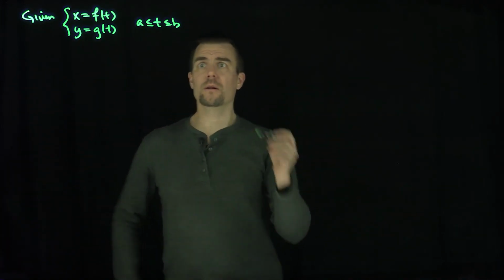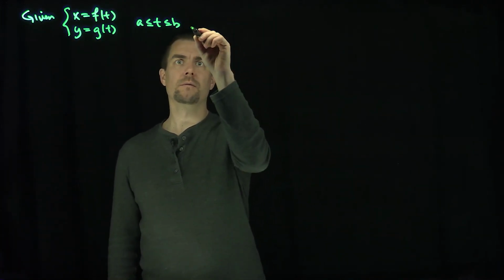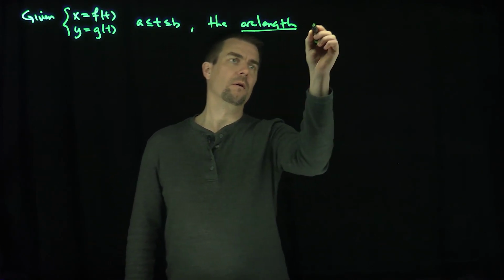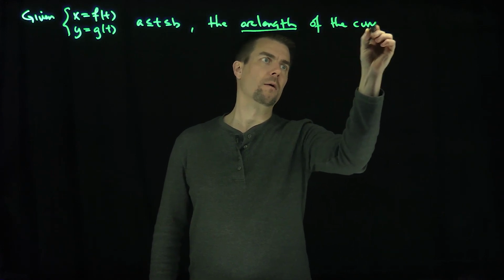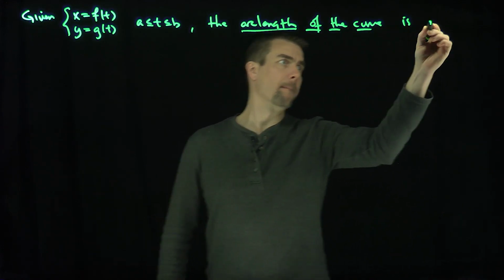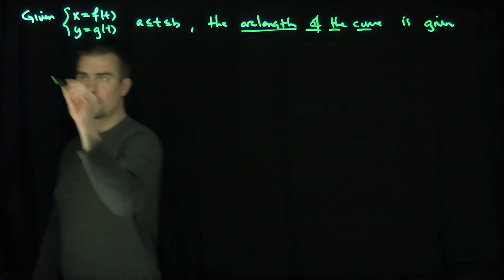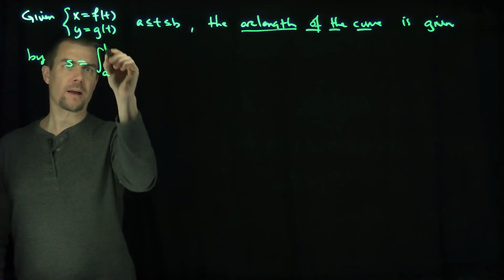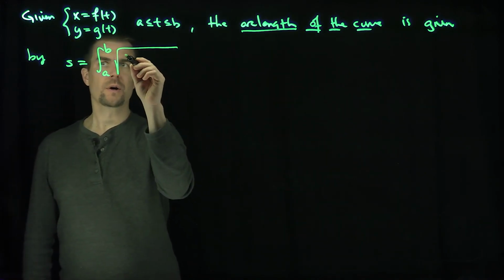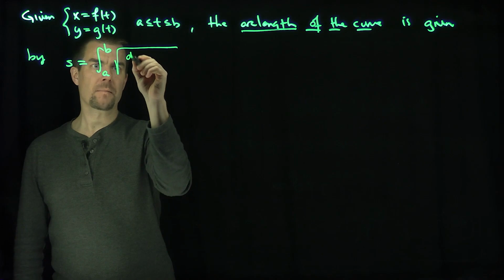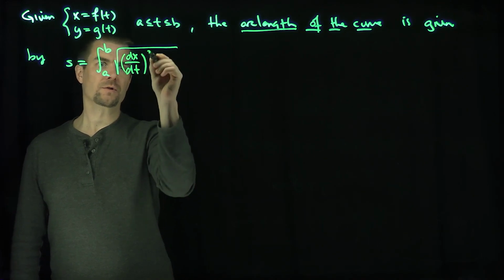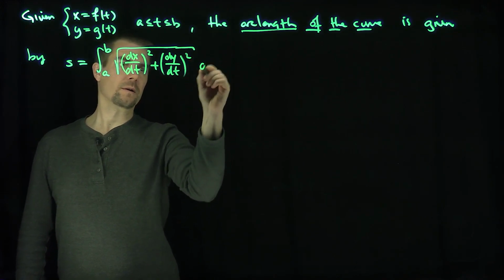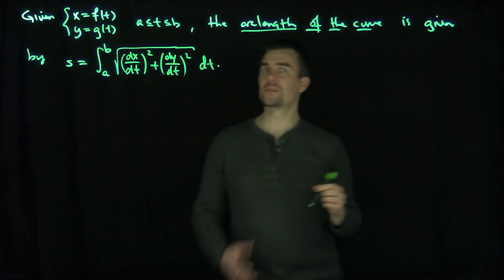what we can do is we say that the arc length of the curve is given by the formula: S is the integral from a to b of the square root of (dx/dt) squared plus (dy/dt) squared dt. That is the arc length formula.